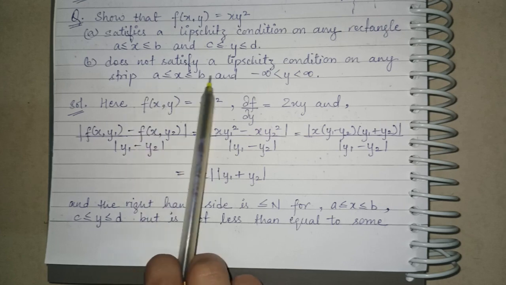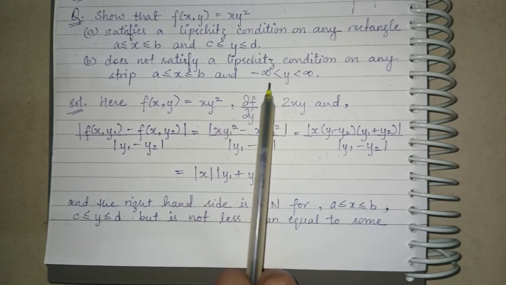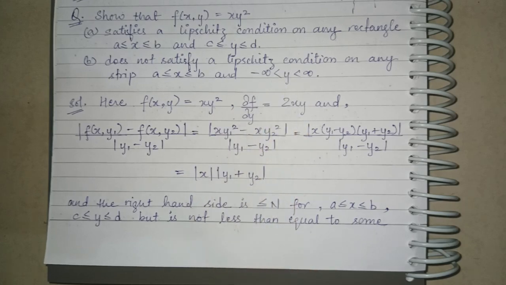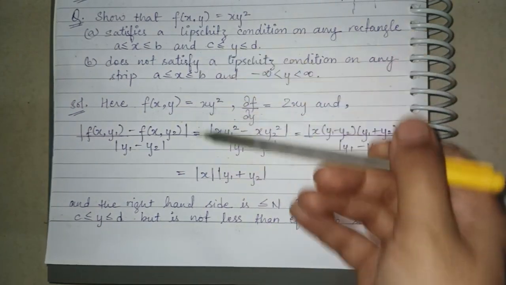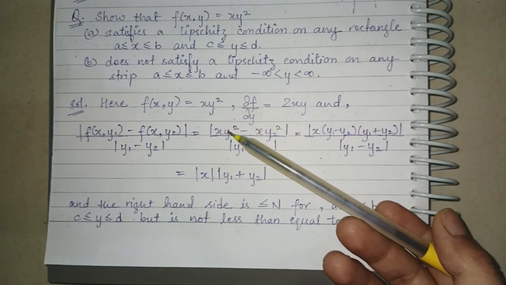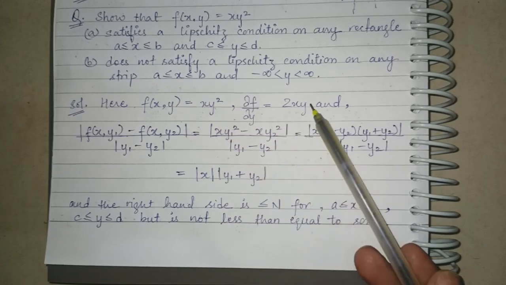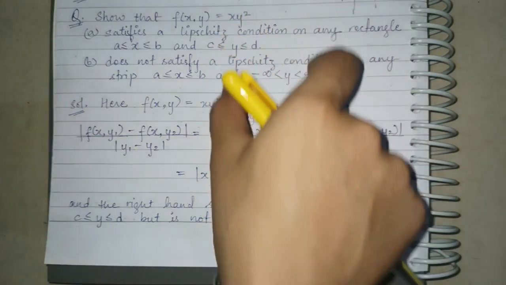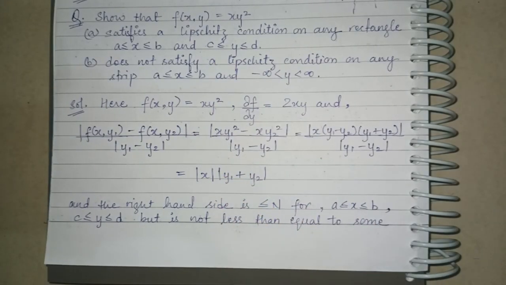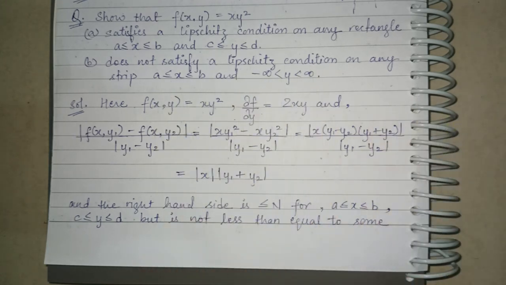So if you try plotting this, you can see that x is in between any two values, right? But y is not defined in between any two values. y is ranging from minus infinity to infinity, right? So it will look like a strip, because y is not bounded. y can go to minus infinity and infinity also, but x is fixed in between a and b. So we have to show that the Lipschitz condition is not satisfied on that strip.